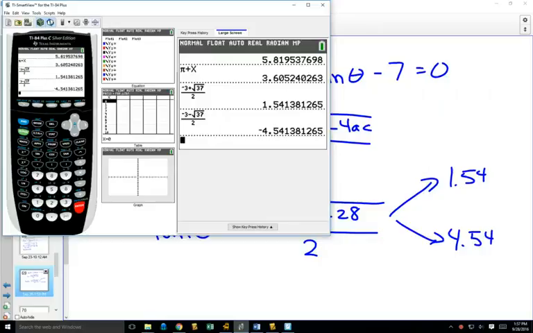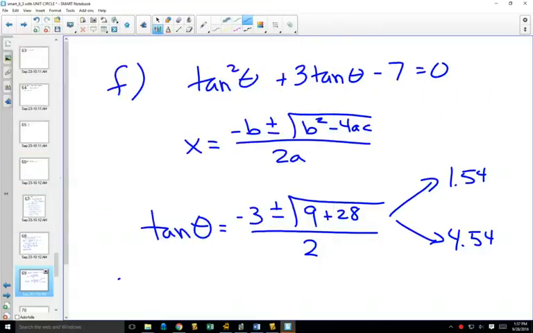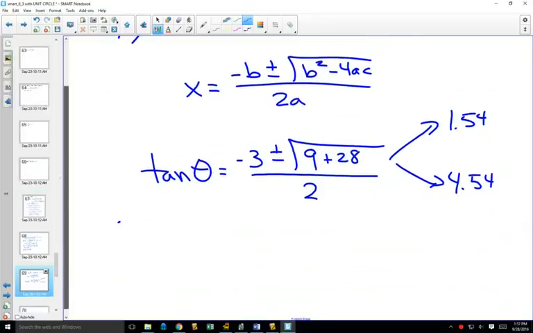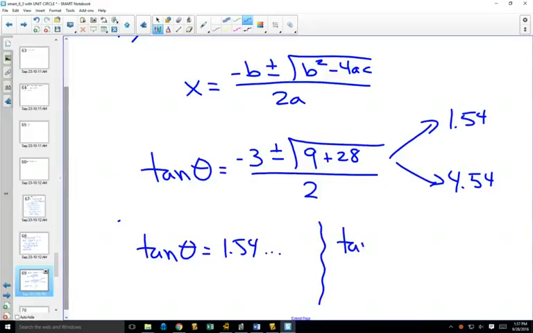So we've got two values for tan. I'm going to write them out separately here. Tan theta is 1.54. That's one answer. And the other answer is tan of theta is equal to negative 4.54.